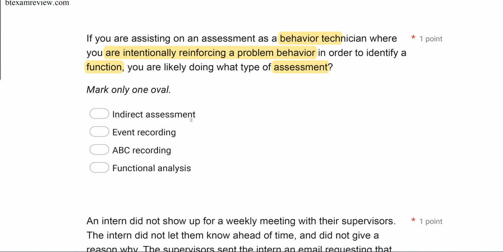A, an indirect assessment. Well, it's not an indirect assessment because you are dealing directly with the behavior and the client. So we can immediately rule out and eliminate indirect assessment. What about B, event recording? Well, event recording is essentially just frequency recording because we're just marking down each time something happens. We're not manipulating anything with event recording. Here, we are manipulating the consequence. Same with C, ABC recording, antecedent behavior consequence recording. You're marking down the antecedents, you're marking down the consequences, and you aren't necessarily manipulating anything yet.